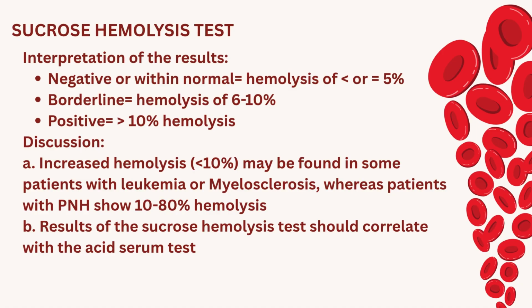So, for the interpretation of results, negative or within normal if hemolysis is less than or equal to 5%, borderline if hemolysis is 6 to 10%, and positive if greater than 10% hemolysis. Increased hemolysis may be found in some patients with leukemia or myelosclerosis, whereas patients with PNH show 10 to 80% hemolysis. Results of the sucrose hemolysis test should correlate with the acid serum test.